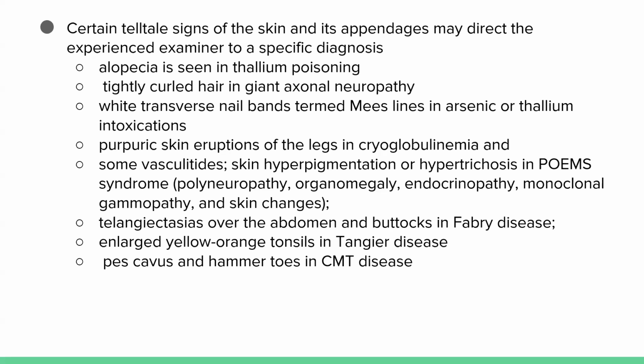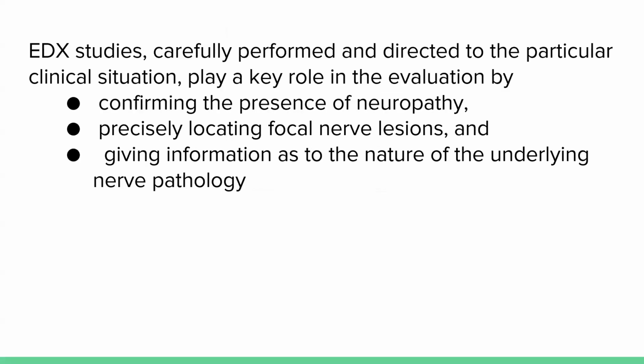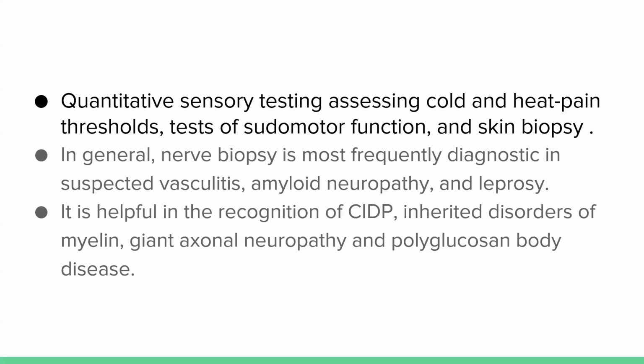And what I want you to remember from this slide is pes cavus and hammertoes from CMT, because CMT is an inherited polyneuropathy, which is fairly common, actually, probably under-recognized in our setup. The other thing that we need to remember is electrodiagnostic tests will almost always help us in confirming the presence of neuropathy, in localizing where the neuropathy is, and in telling us is it demyelinating, axonal, or is it mixed, and in helping us in the diagnosis.